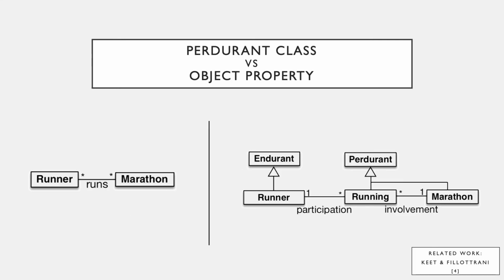Here is an example of the PERDURANT class versus object property pattern alignment drawn from the same paper. The role runs on the left is reified into the class running on the right and is a PERDURANT class. The foundational ontology roles participation and involvement are introduced to specify the relationship between runner, running, and marathon.